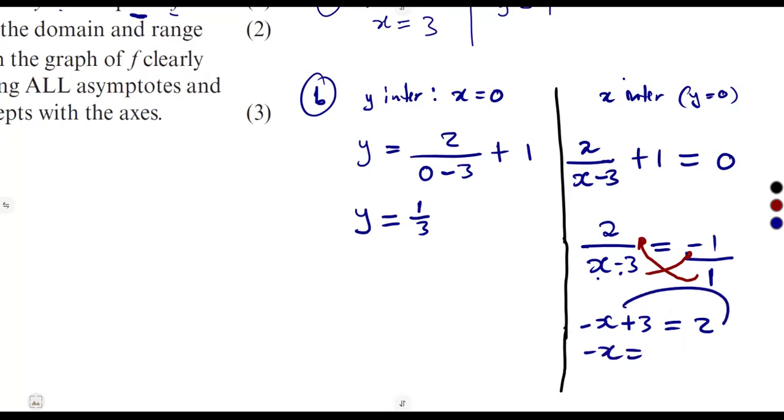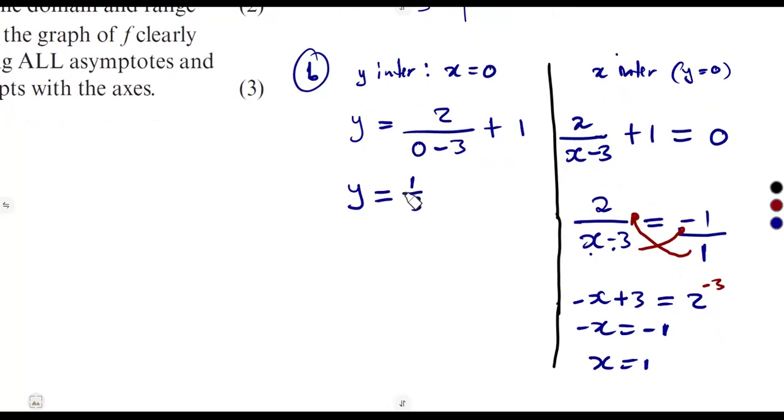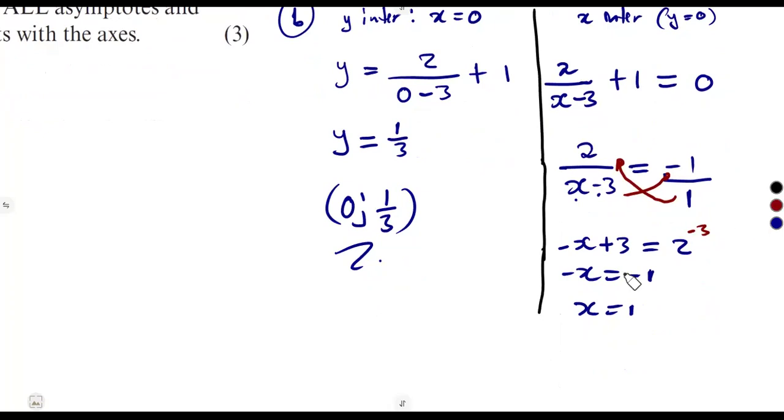I'm going to take the 3 to the other side so that it's going to be negative 3. That's 2 minus 3, which is minus 1. Divide by the negative. So x is going to be positive 1. Meaning to say the y-intercept, as we have as a point, x is equal to 0, y is 1 over 3. As for the x-intercept, what is it that we have? x is 1. A point, you start with x. What about the value of y? The value of y is the one that we had, which is 0.